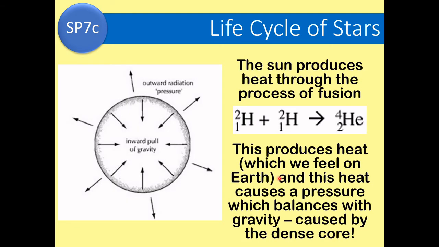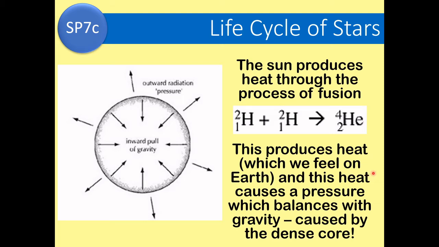Now the Sun produces heat via a process called fusion, and this is what creates the nuclear energy we saw a couple of slides back. If you're in year 10, you've already done SP6, and we would have looked at what fusion is. For those of you in year 9 who have not covered fusion, it's basically when hydrogen collides together and forms helium. So two hydrogen atoms collide together and you end up with helium atoms. Now this produces a lot of heat, and this is the heat that we feel on Earth, sunlight.